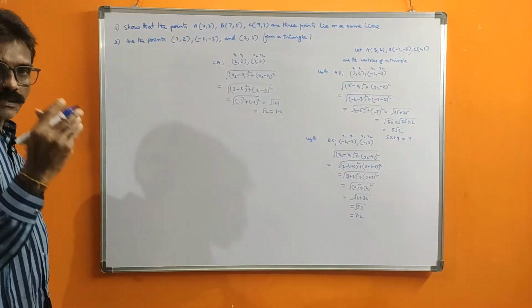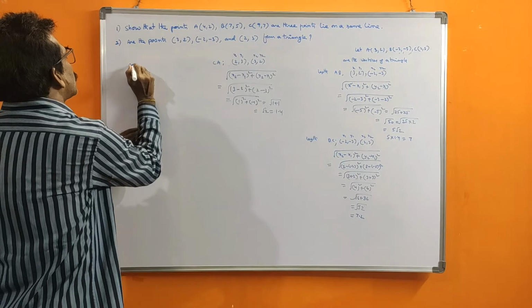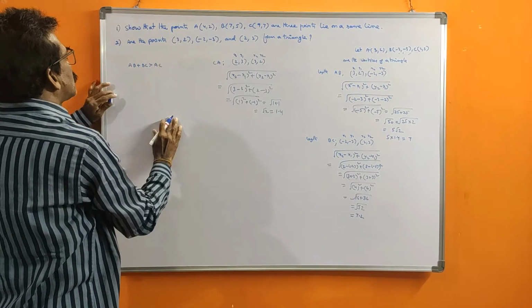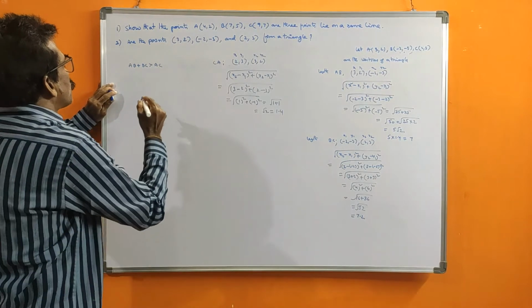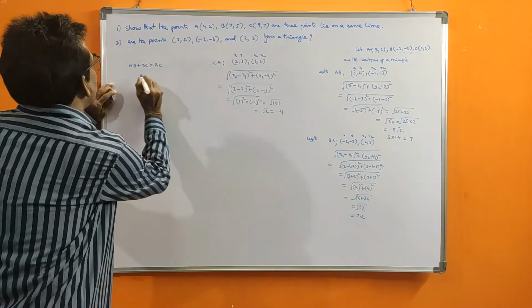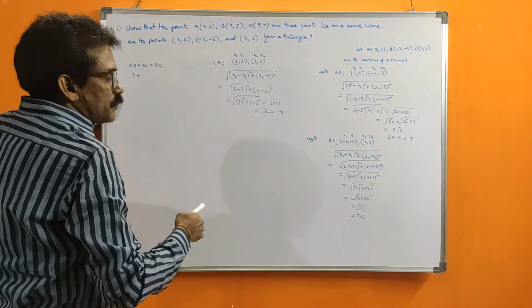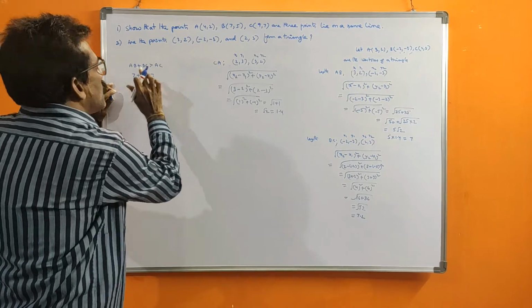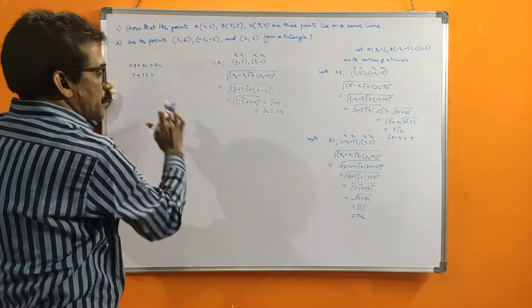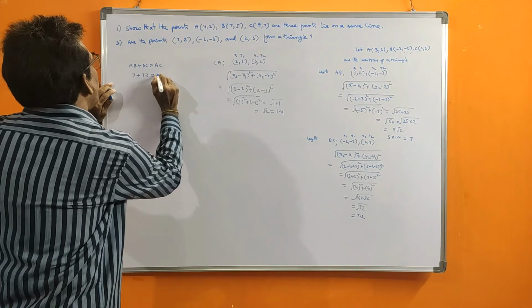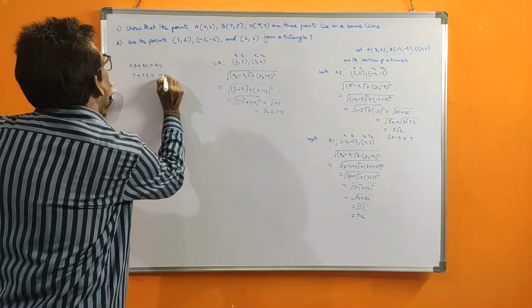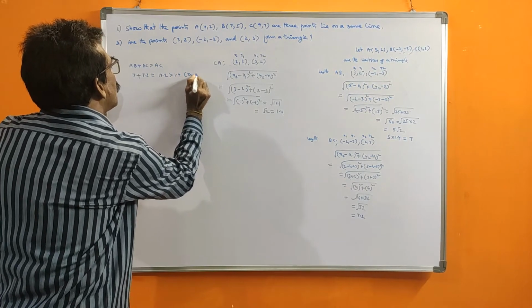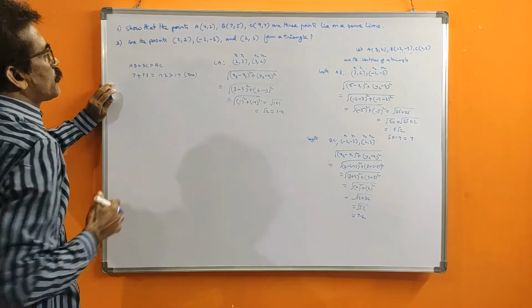Okay, now check the condition. We should check 3 conditions. The first condition is AB plus BC greater than AC. We should check whether this condition is true or not. AB value is how much? AB is 7, plus BC value is 7.2. This value is 14.2, which is greater than AC 1.4. Okay, true. See, 14.2 is greater than 1.4 only, true.